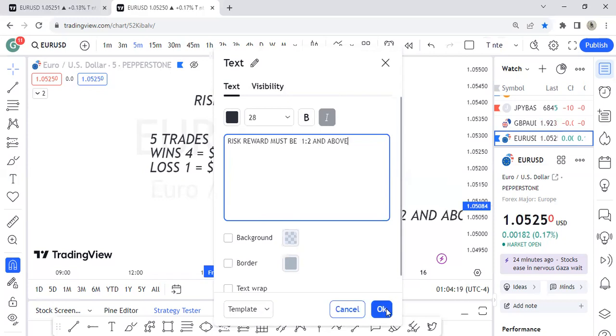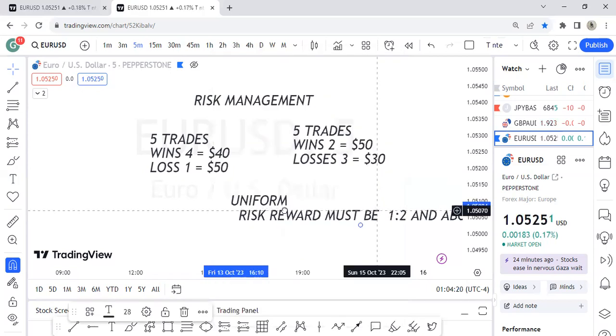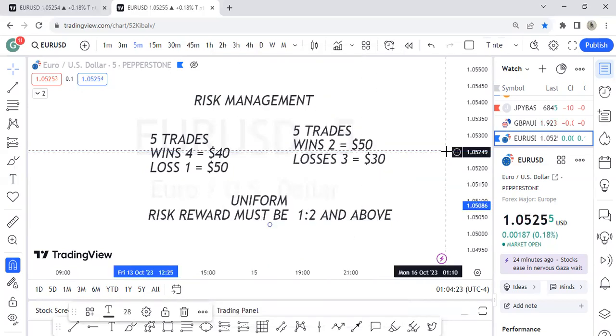Now, I'll tell you why. For risk management to work for you, number one, your trades must be uniform. Your risk must be uniform. Let's assume you bought a prop account for, let's say, $10,000 and you're risking 0.5%. That is $50. That means all your trades should be $50 per trade.